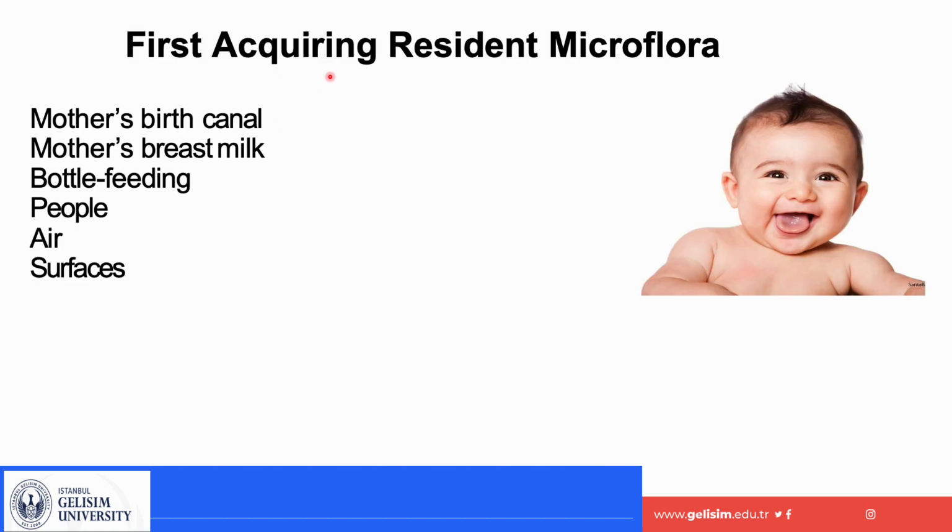All right, first acquiring resident microflora. The first acquisition of resident microflora in newborns can occur in different ways. One way is passing through the mother's birth canal. Another is receiving the mother's breast milk. Bottle feeding and close contact with people, air, and surfaces can also expose newborns to different microorganisms, and this can contribute to the establishment of the newborn's resident microflora.